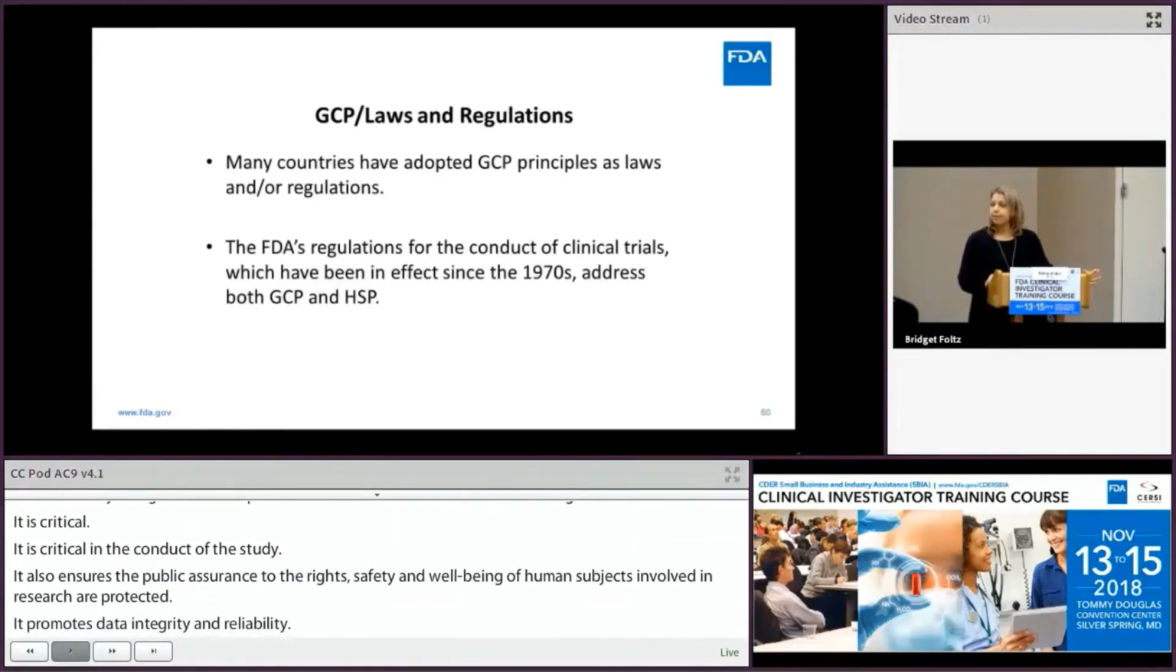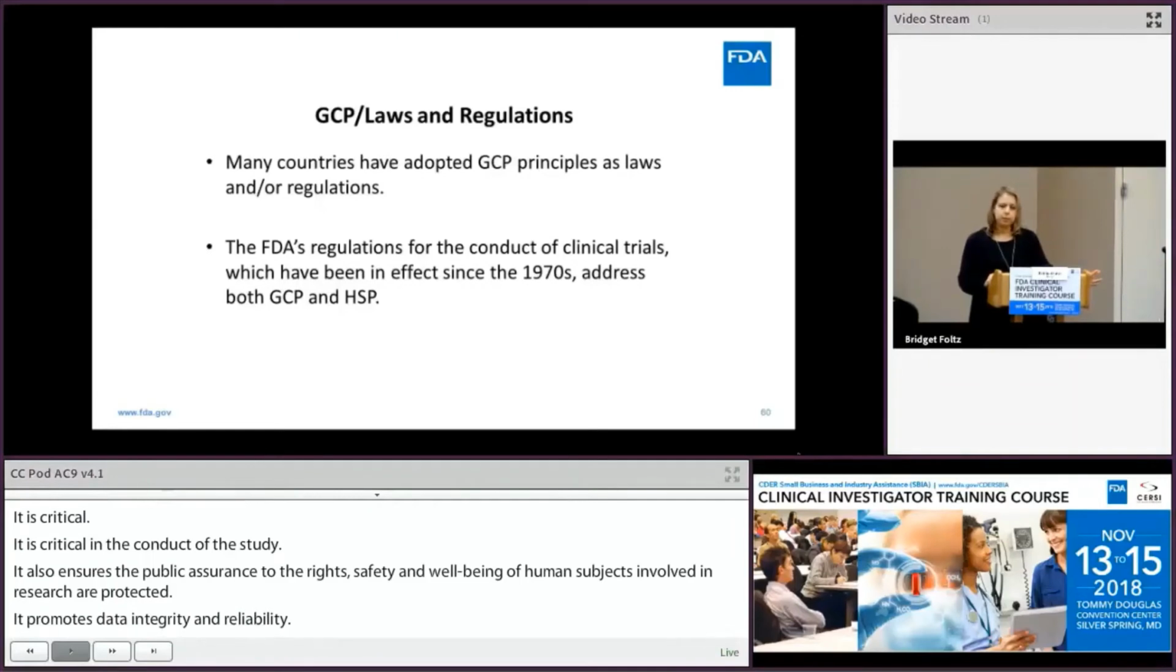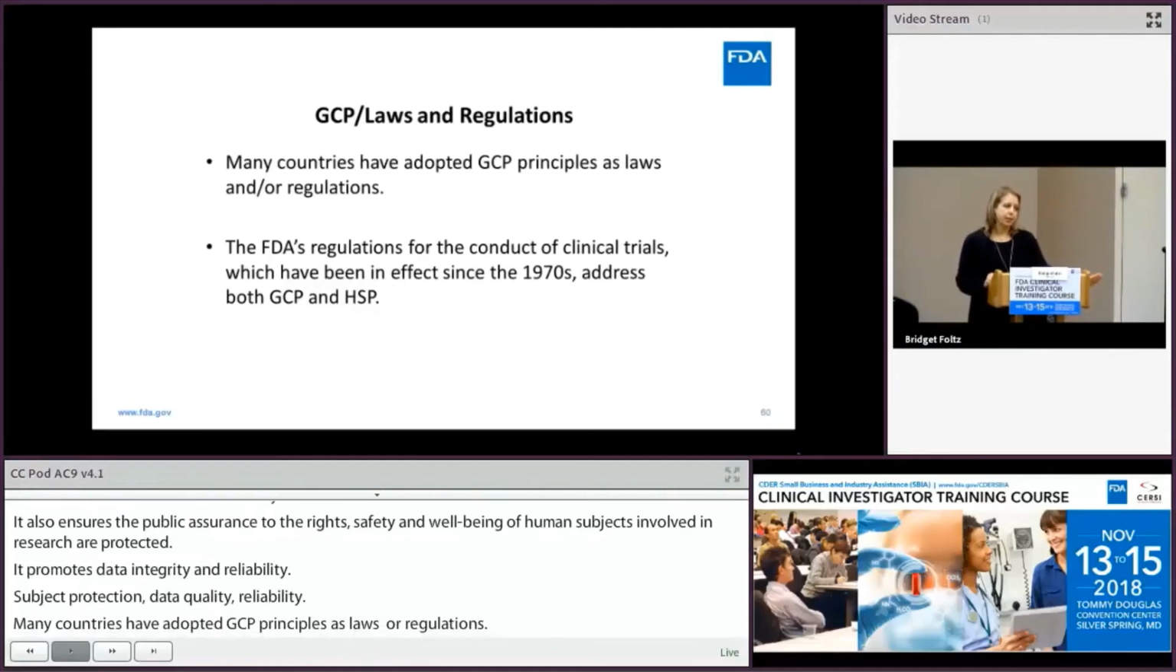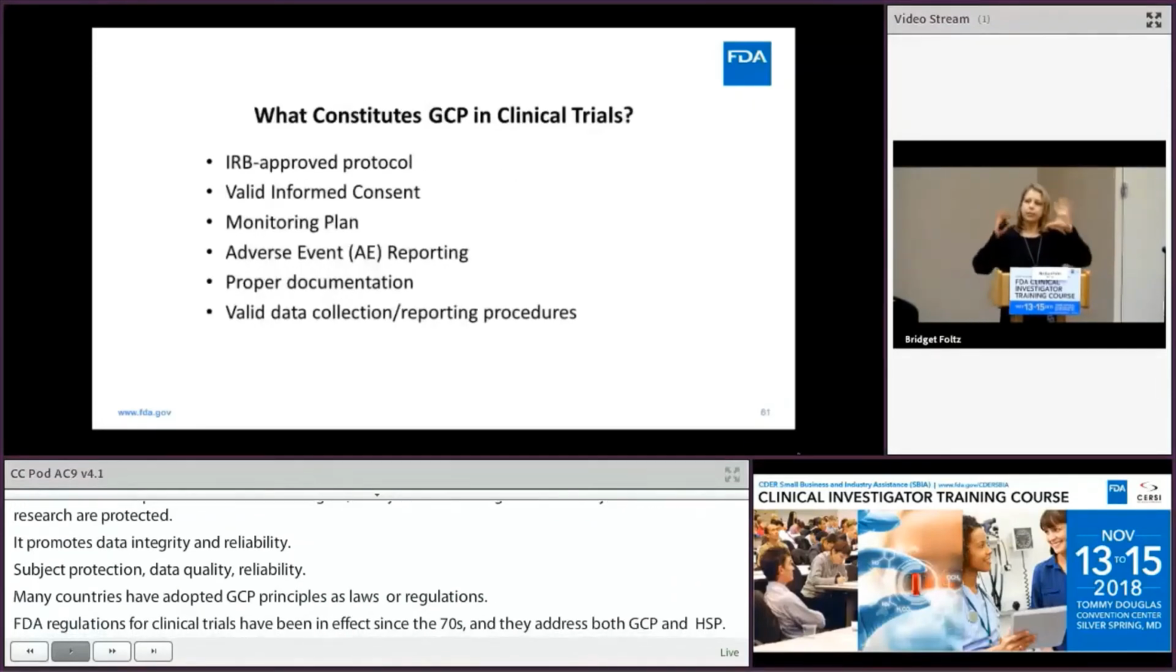Many countries have adopted GCP principles as laws under regulations, and FDA's regulations for clinical trials have been in effect since the 70s, address both GCP and HSP. So while we don't have, per se, a standalone definition in the regulations, you'll see as we move forward that they're kind of interspersed all throughout our requirements.